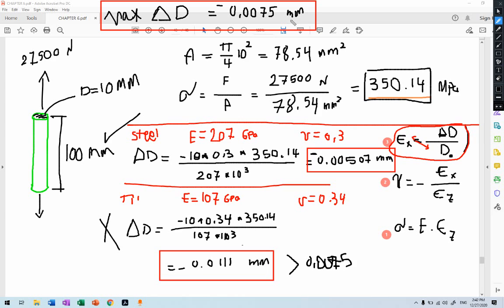You'll be able to solve any other cases that you have. Remember, if you're not sure you're in the elastic zone, you check it. And the other thing you have to know is that if it comes to lateral strain, you have to use the Poisson's ratio equation to find the lateral strain and the change in the diameter if it's required.